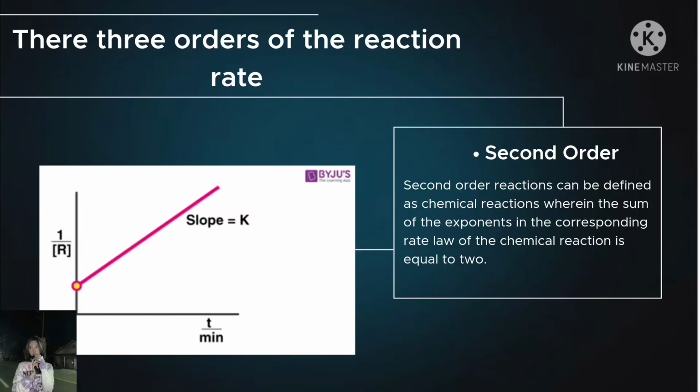Last one is the second order. Second order reactions can be defined as chemical reactions wherein the sum of the exponents in the corresponding rate law of the chemicals is equal to 2.